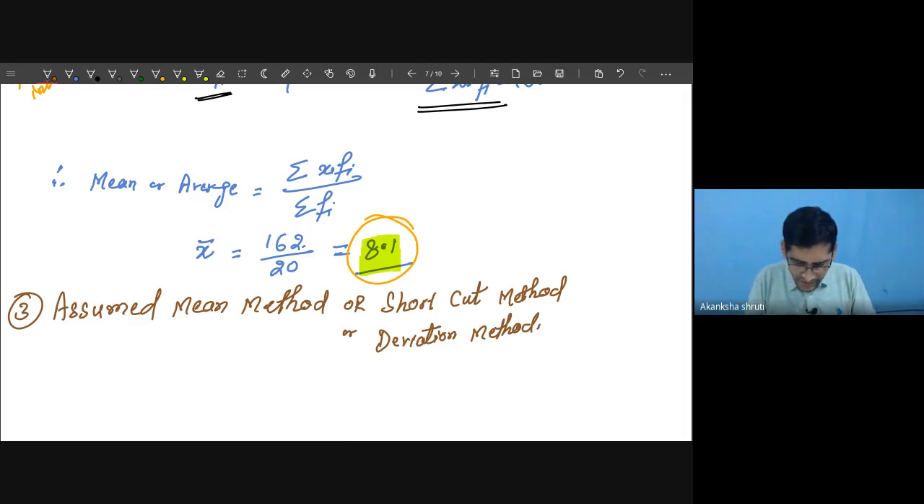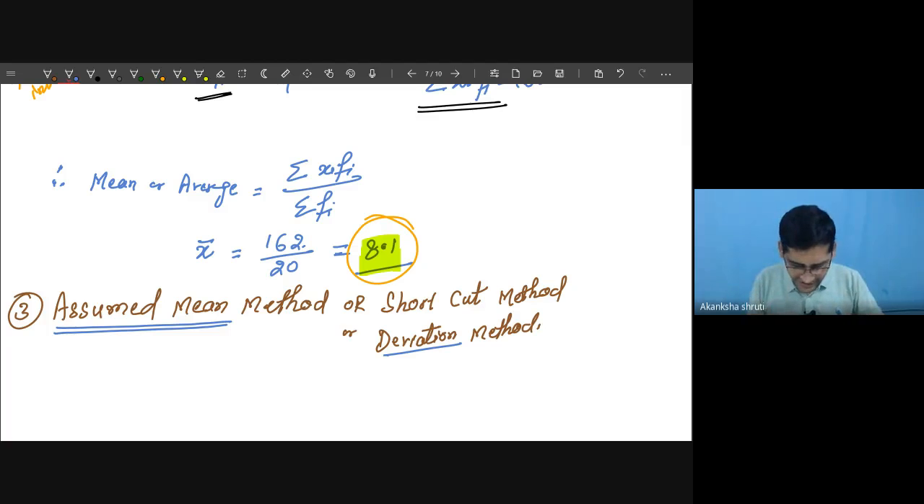First we are assuming a mean. The first thing is to assume a mean. From the assumed mean, we are calculating the deviation of each class mark. That's why it is called the deviation method. Okay? So these three names are synonymous.